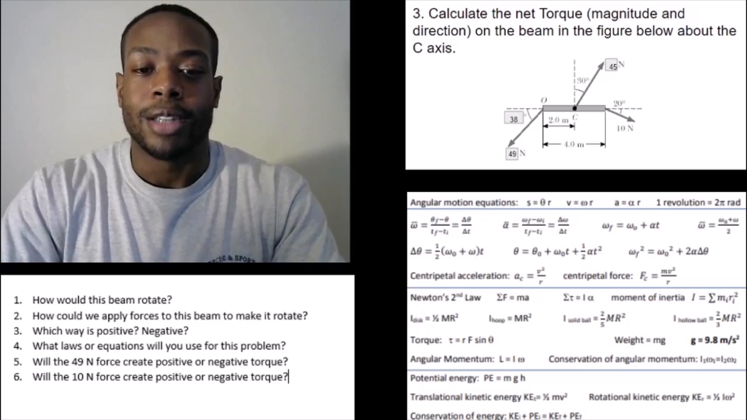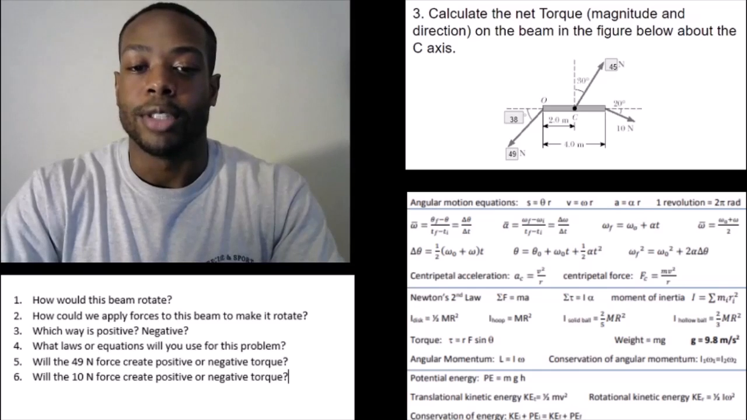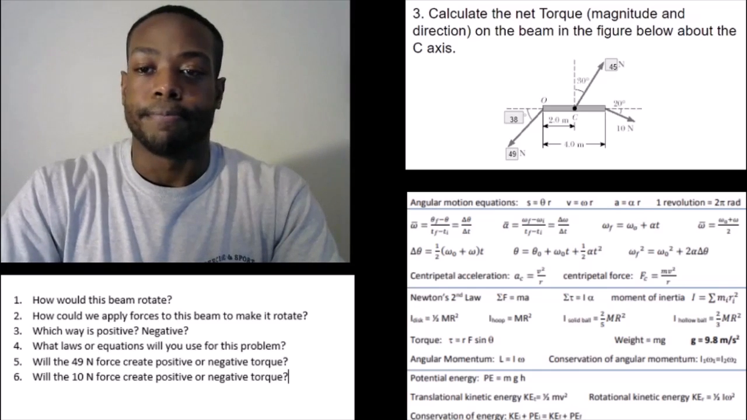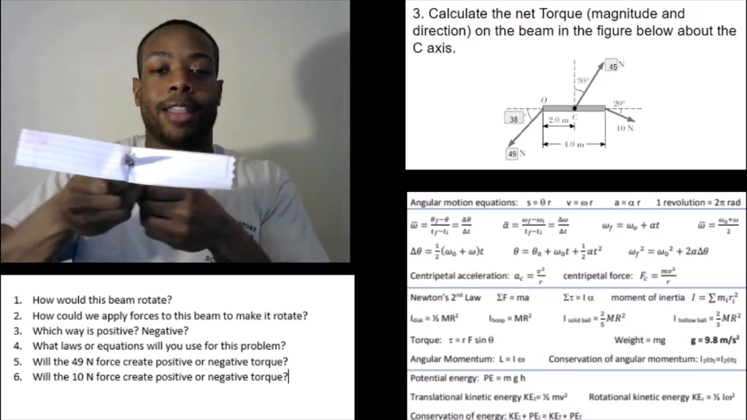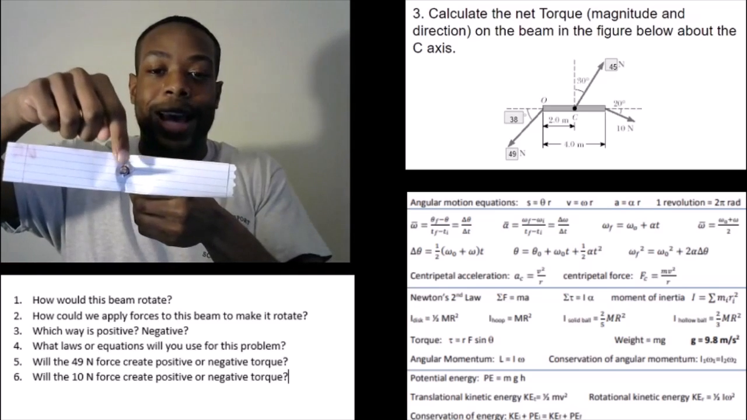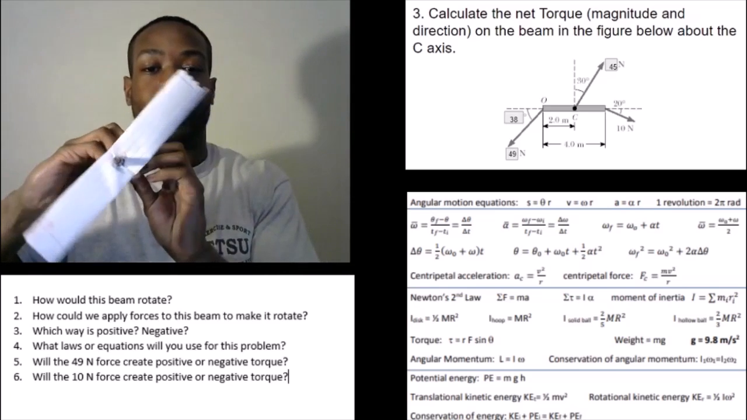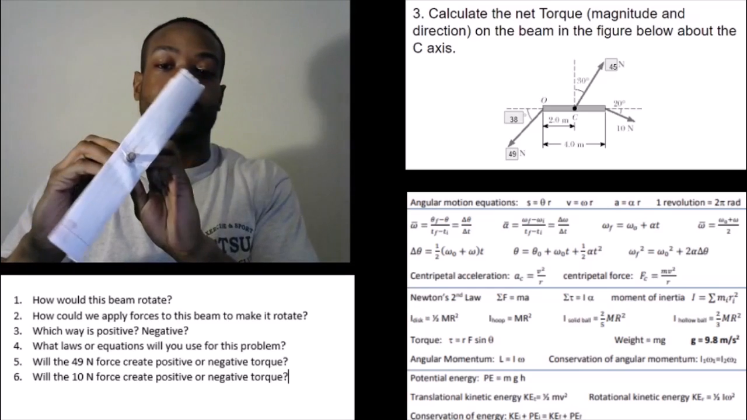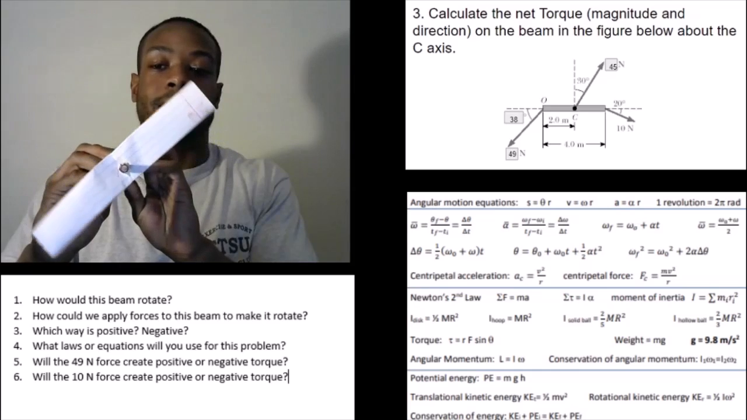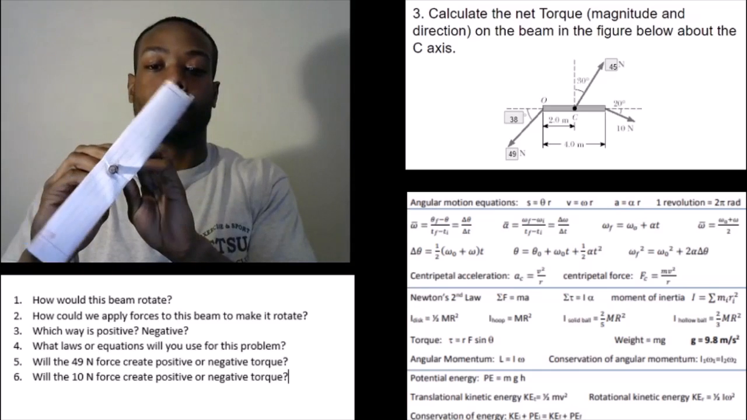First leading question I wanted you guys to think about was, how would this beam rotate? So I actually made a little demonstration. You've got the beam essentially, this is your c-axis right here, it's going to rotate like this. This is how your beam would rotate if you were looking at it from the front, as in your diagram.